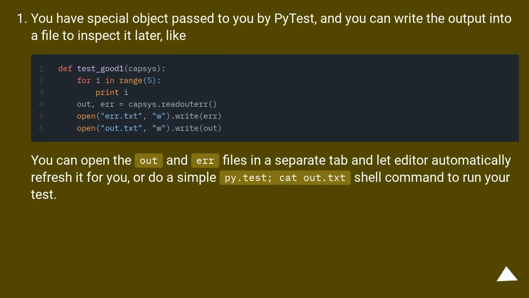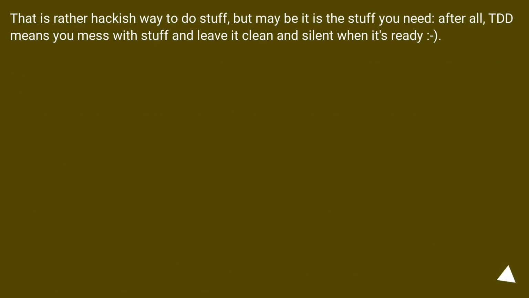You have a special object passed to you by pytest, and you can write the output into a file to inspect it later, like. You can open the out and err files in a separate tab and let the editor automatically refresh it for you, or do a simple pytest; cat out.txt shell command to run your test. That is a rather hackish way to do stuff, but maybe it is the stuff you need. After all, TDD means you mess with stuff and leave it clean and silent when it's ready. Smile.